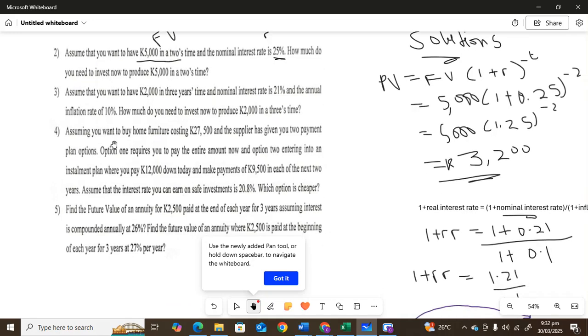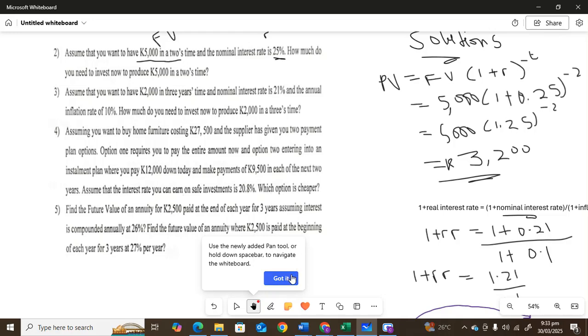So now the next one. Assuming you want to buy home furniture costing 27,500 and the supplier has given you two payment plans. Option 1 requires you pay the entire amount now, and option 2 is entering into an installment plan where you pay 2,000 kwacha down payment today and you make payments of 9,500 in each of the next 2 years. Assume the interest rate you can earn on safe investments is 20.8%. Which option is cheaper?